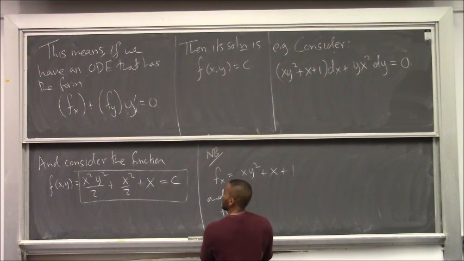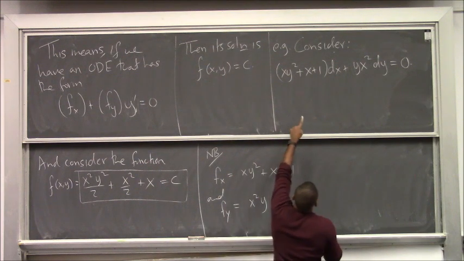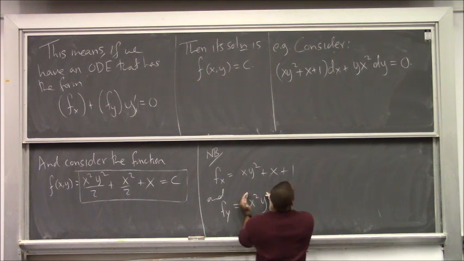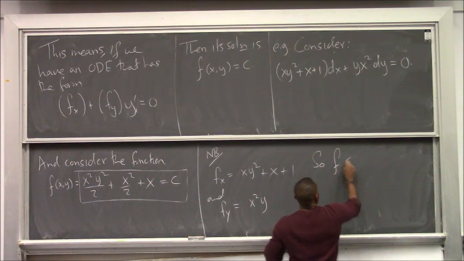And look at the partial with respect to y. What would I get? X squared y. That's it. But notice that this guy is that, and this guy is that. Snap. So that solves the differential equation.